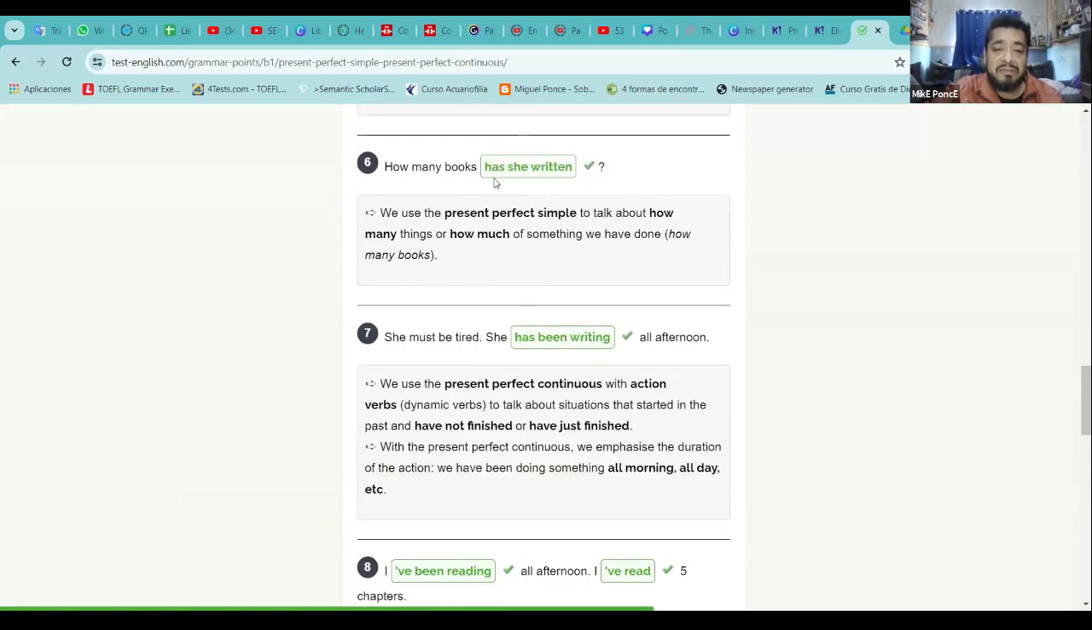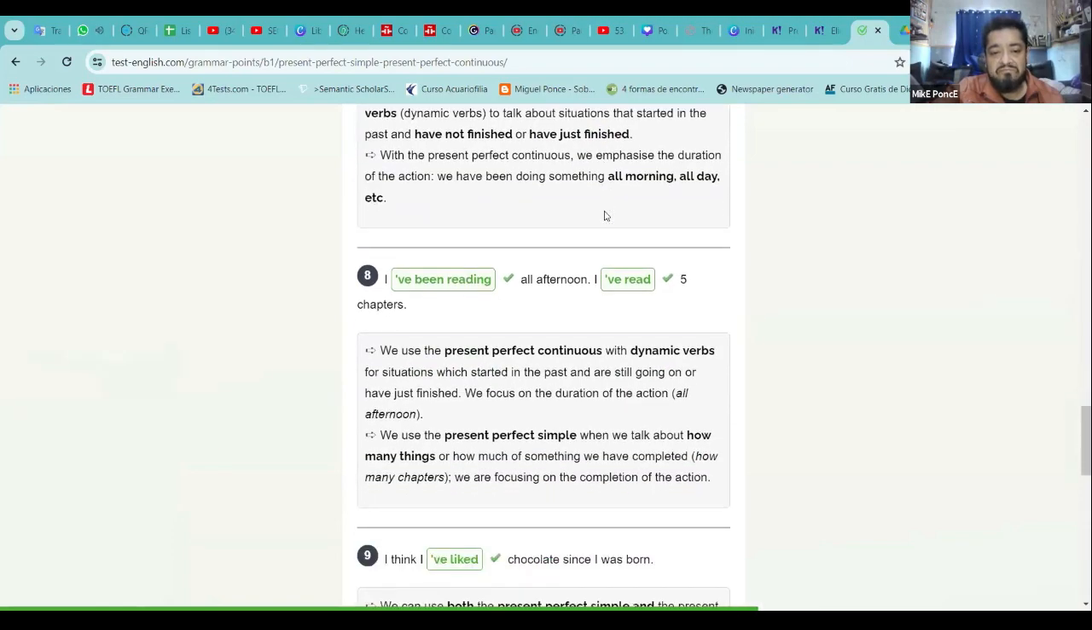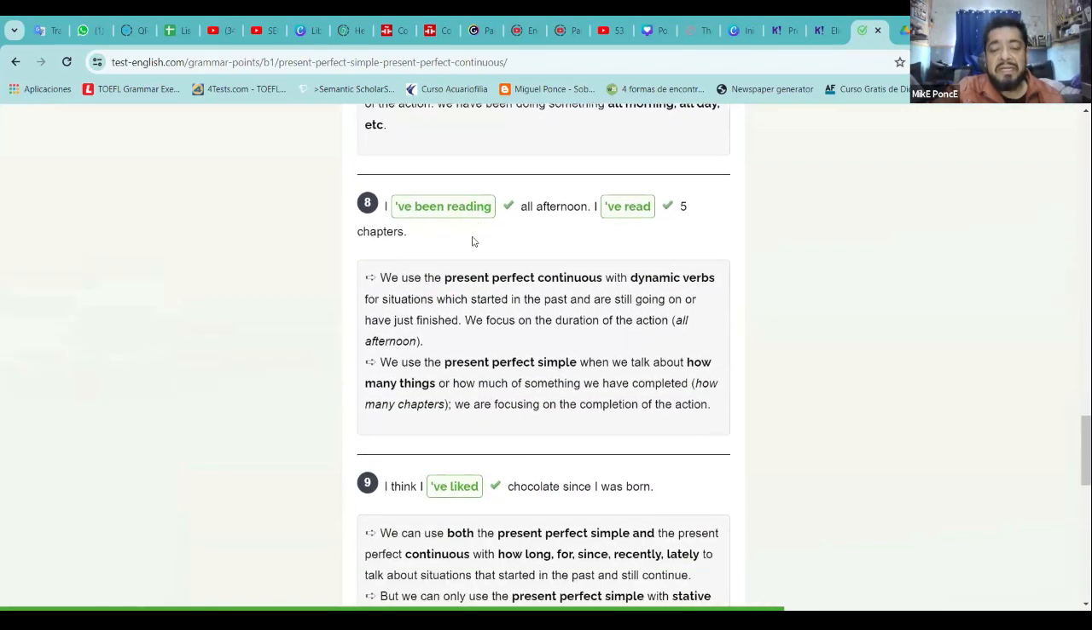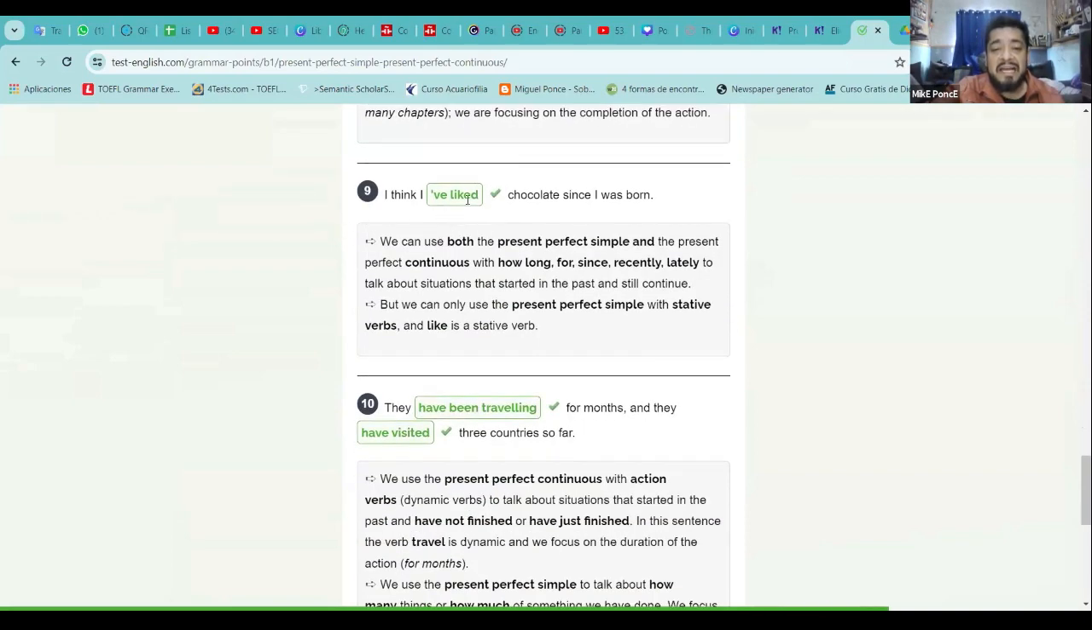For number 6, how many books has she written? Number 7, she must be tired. She's been writing all afternoon, and continues doing that action. So she's been doing this. You are emphasizing this idea. Number 8, I've been reading all afternoon. This action hasn't finished and has been in progress all afternoon, but I read 5 chapters because the 5 chapters are over. Number 9, I think I've liked chocolate since I was born.